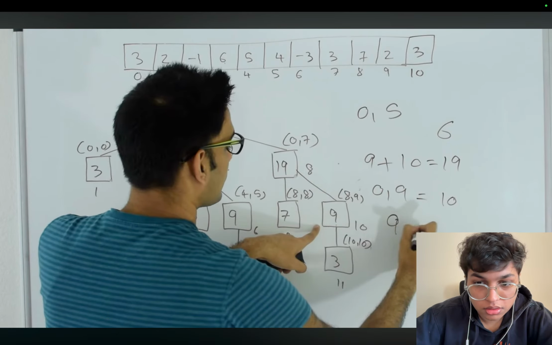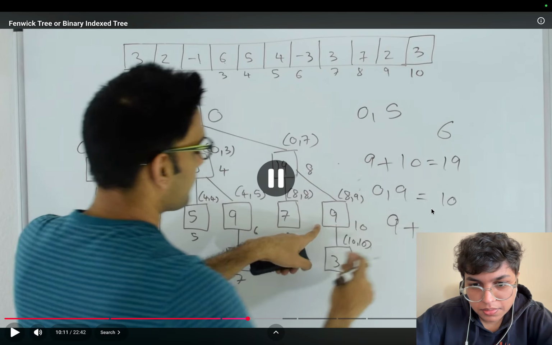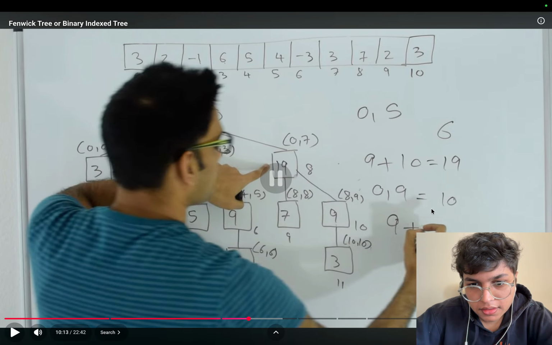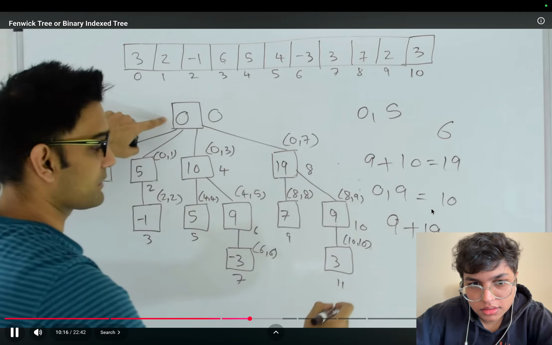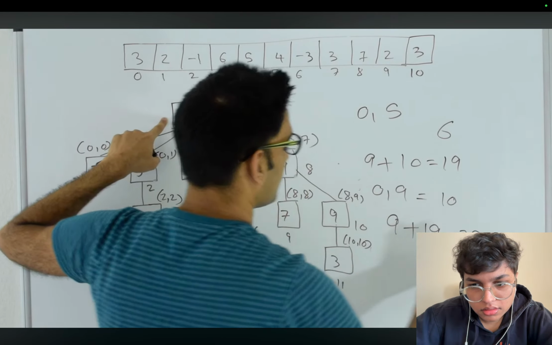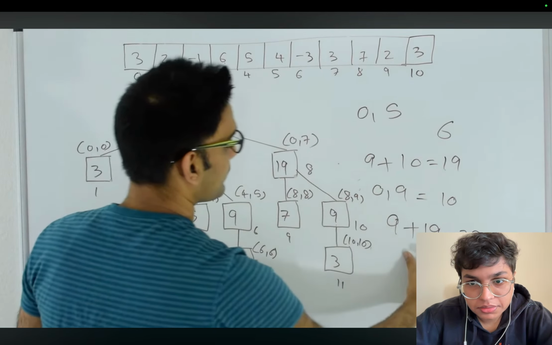Plus I go to its parent. So that's 19. And then I go to its parent. So that's 0. So that doesn't add anything. So this is 28. So the sum of 0 to 9 will be 28.